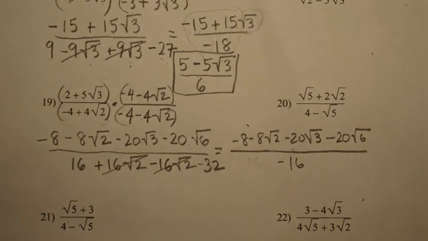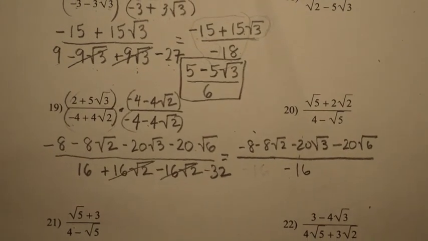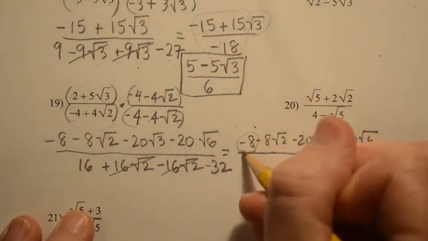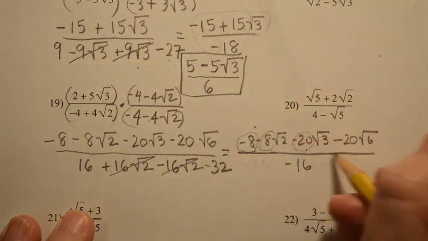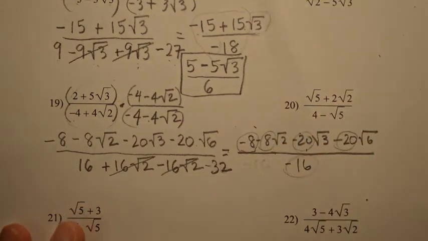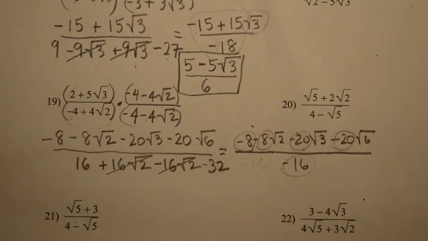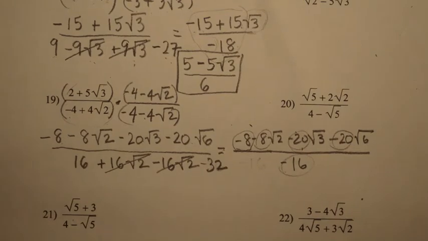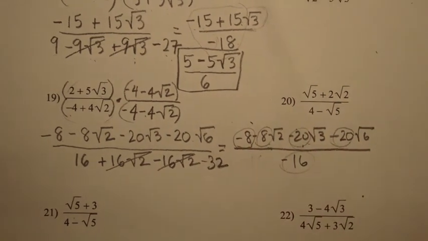All right, last step is we're going to go through and look at all the outies, right? The negative 8, the negative 8, the negative 20, the negative 20, and the negative 16. Do they all have a factor in common? Yep, they have a negative 4. All right, so let's divide every single one of these by negative 4.